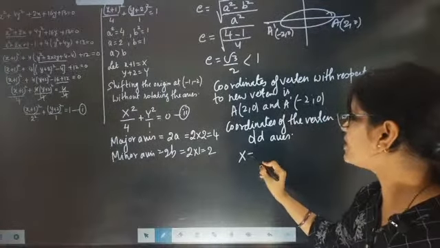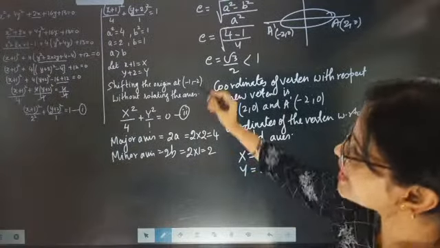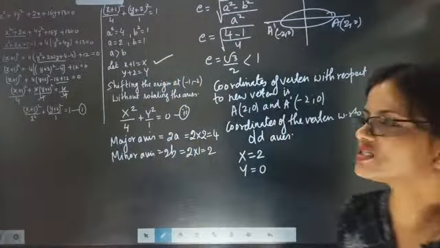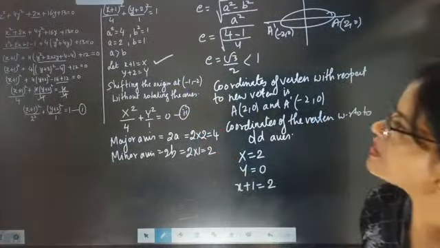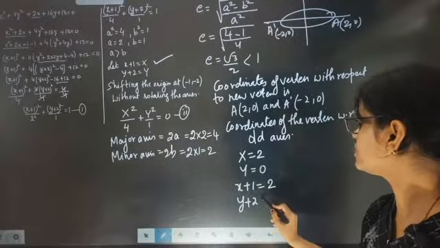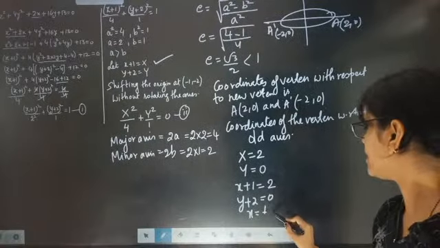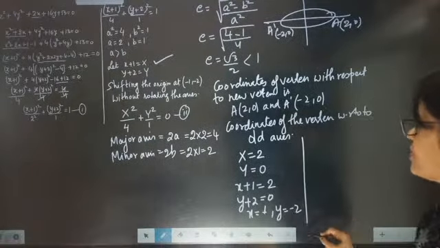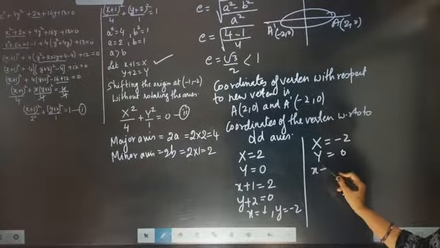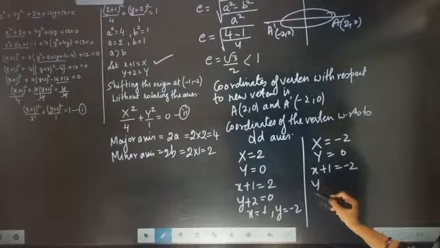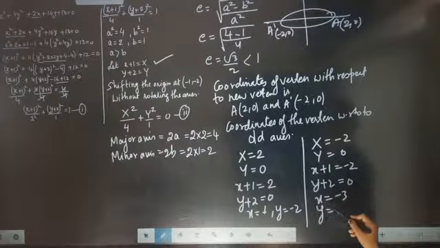So X will be equal to 2, Y is equal to 0. Now what is X? X is, check here, small x plus 1. So you just write there x plus 1 equal to 2 and Y is y plus 2. So y plus 2 equal to 0. Therefore x is coming as 2 minus 1, which is 1, and y is coming as minus 2. Now this time X is minus 2, Y is 0. So x plus 1 equal to minus 2 and y plus 2 equal to 0. So x is coming as minus 3 and y is coming as minus 2.